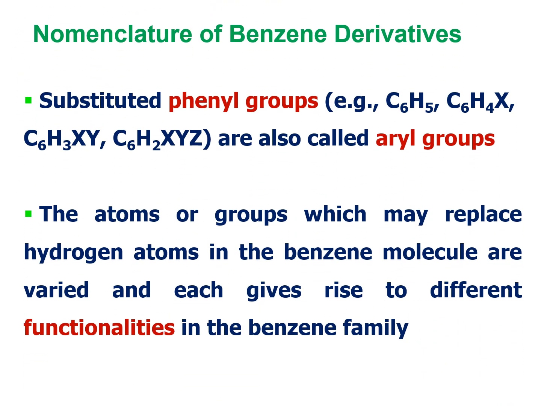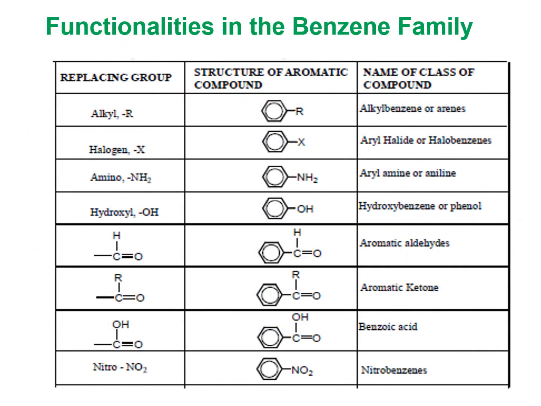Now, when phenyl, which is benzene that loses one hydrogen, has any atoms or group of atoms added to replace the hydrogen that is lost from benzene, it is going to give a different functionality in the benzene family. It means that we're going to form another family, another compound entirely, as shown in the table. Looking at the table is evidence that when alkyl replaces this hydrogen, we're going to form alkyl benzene, which is called arenes.